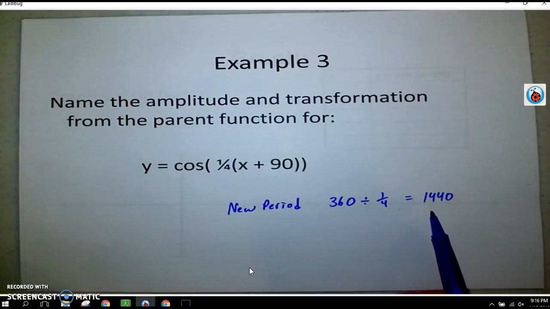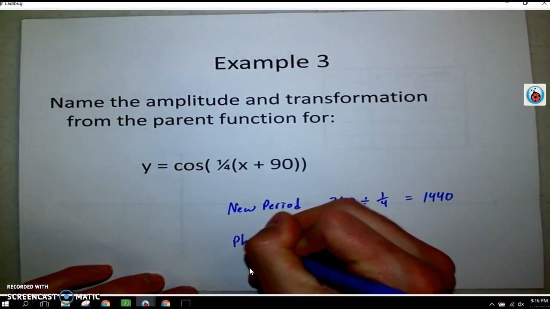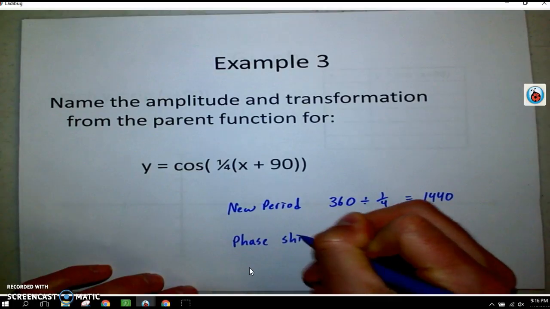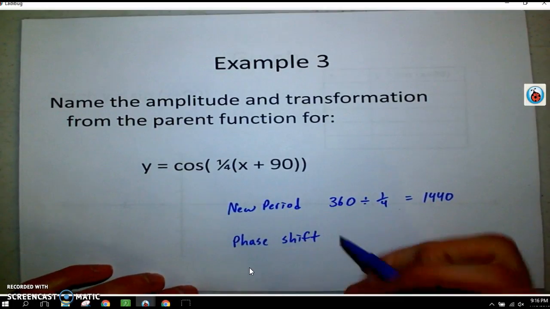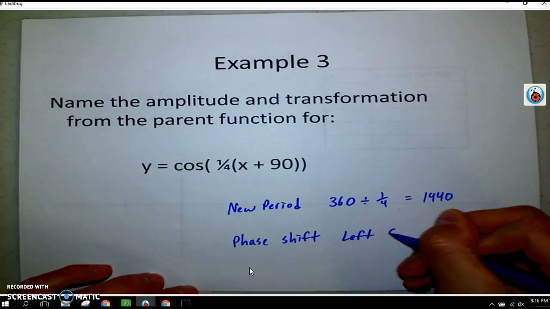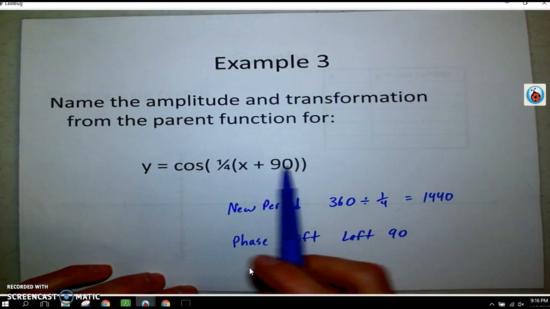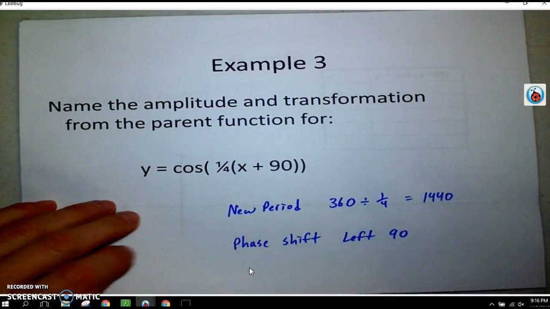That is a very long period, if we think about what we're used to, which is 360. And I do have a phase shift here. My phase shift, it has a plus 90 there, so that will go left 90 degrees. Again, always thinking opposites for those phase shifts.